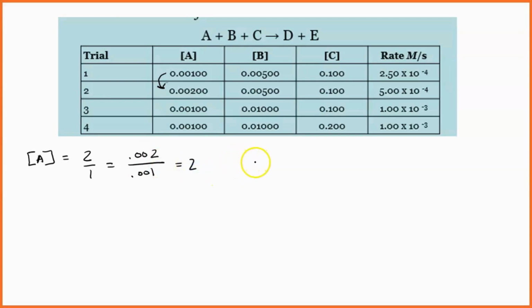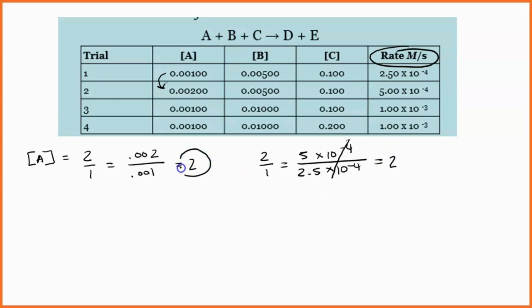And I'm going to compare the rates in the exact same order, 2 over 1. The rates are in this column over to the right. The rate of 2 is 5 times 10 to the negative 4th, and the rate of 1 is 2.5 times 10 to the negative 4th. I notice that they'll just cancel out, and 5 divided by 2.5 is 2. So what I'm thinking about is this: 2 to what power equals 2? 1. So the order of A is to the first order.